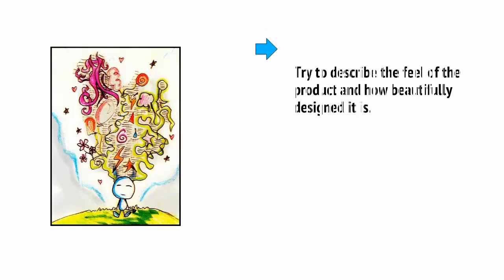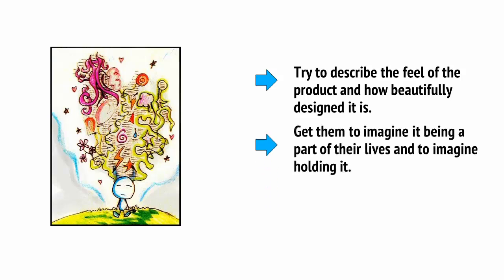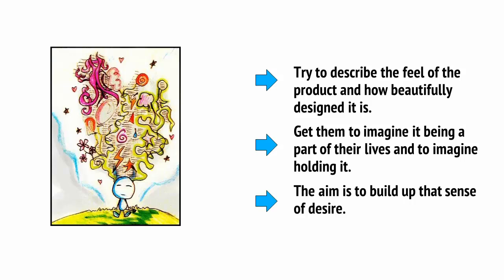It all depends on the site or book or audience that you're aiming at. Make that the focus of your product description and get your audience ready to visualize what you can do for them and how you're going to improve their lives. Meanwhile, try to describe the feel of the product and how beautifully designed it is. Get them to imagine it being part of their lives and to imagine holding it. The aim is to build up that sense of desire.